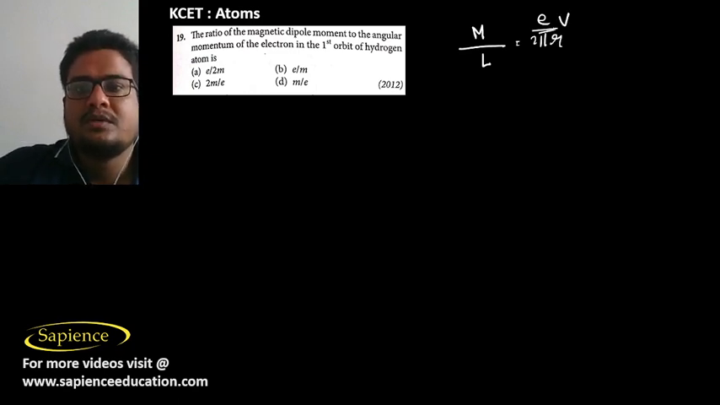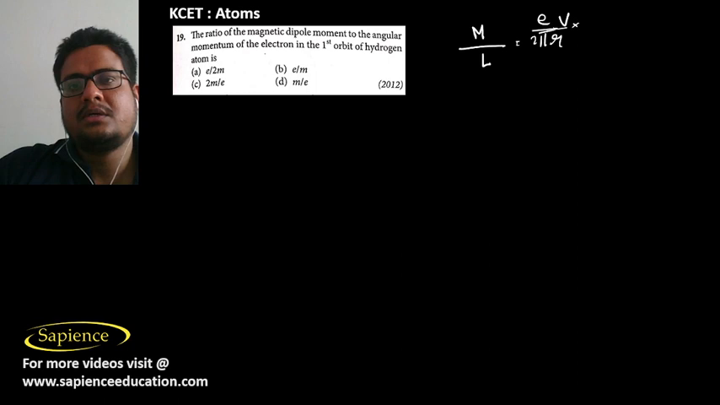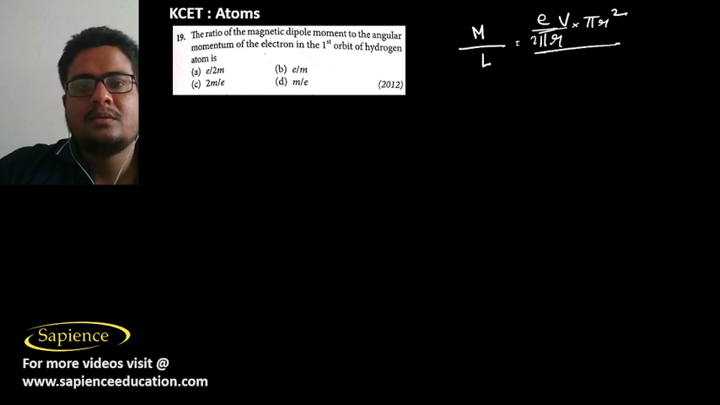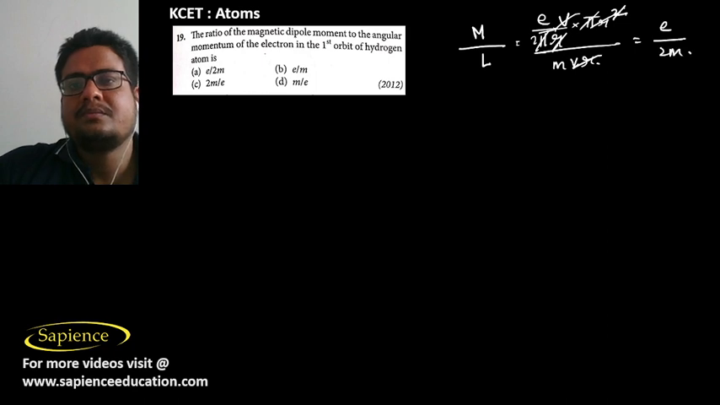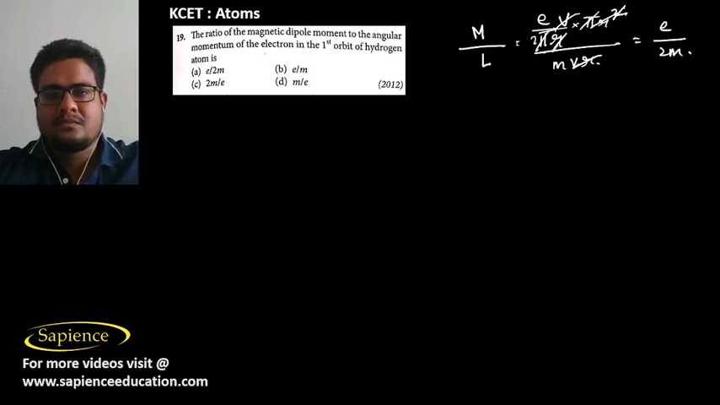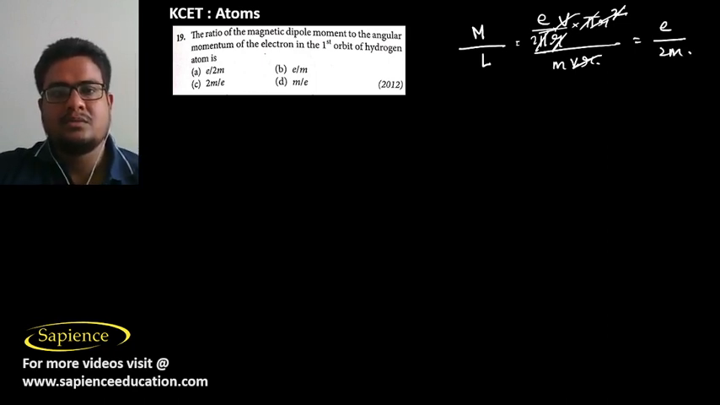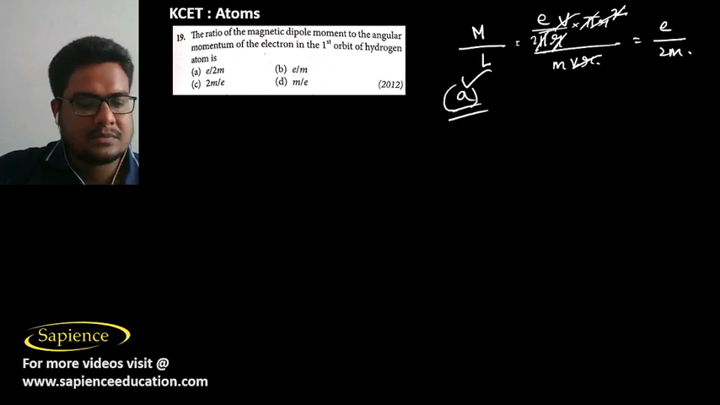So current into the area, that is pi r square, and the angular momentum is equal to mvr. So pi and pi will cancel, r will cancel, v r will also cancel, so that is equal to e by 2m. So it is equal to e by 2m. So option A is the correct answer.